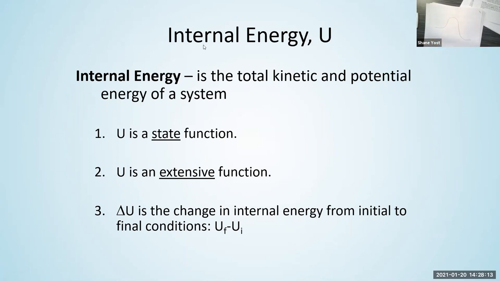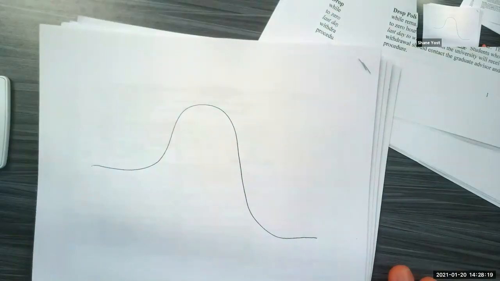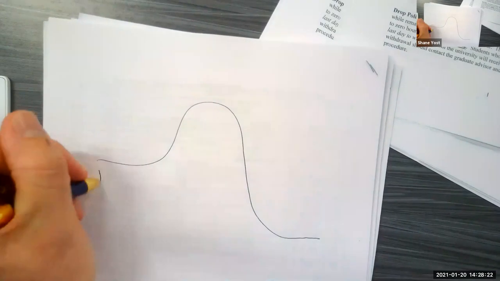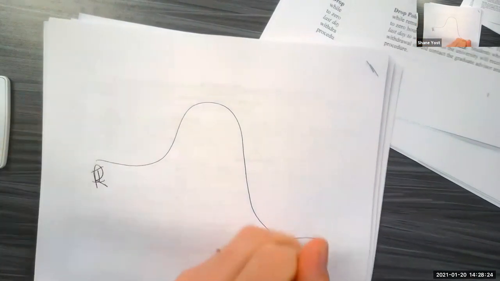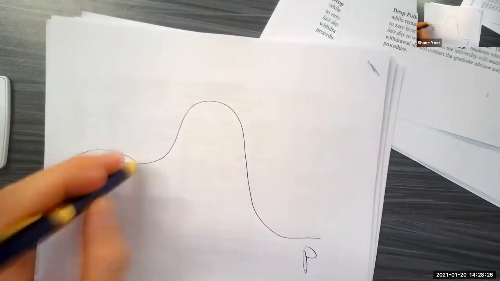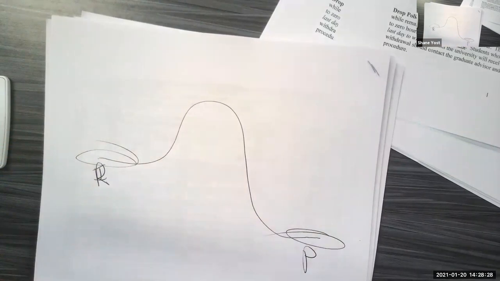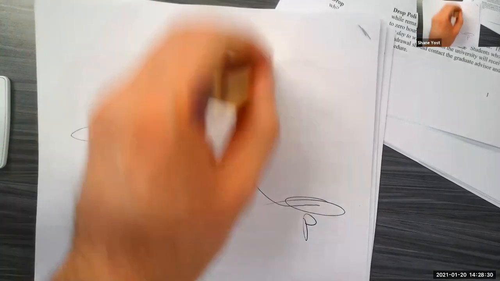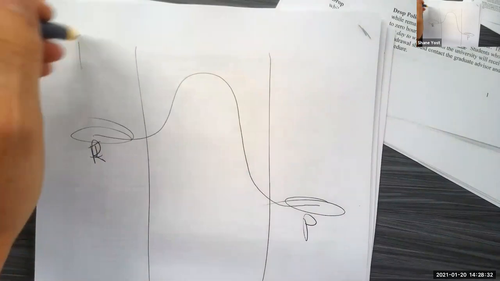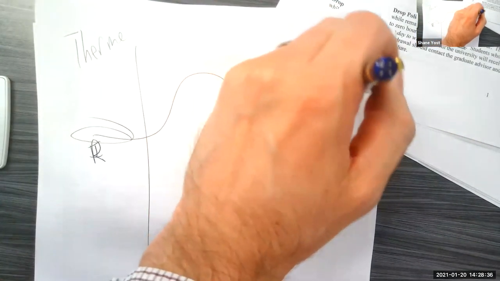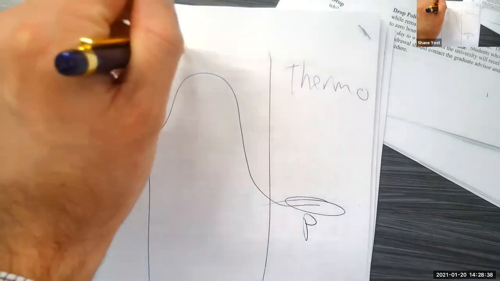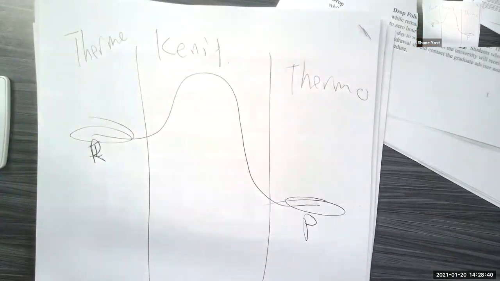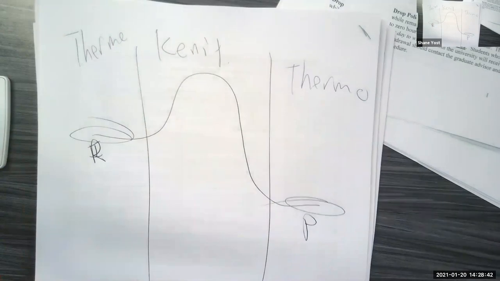All right, we have some sort of rough energy diagram here. This is your initial state, or your reactants, and your products. Thermodynamics just cares about this bit in here, and kinetics cares about all this stuff. So thermo just cares about that, and kinetics just cares about the middle part.